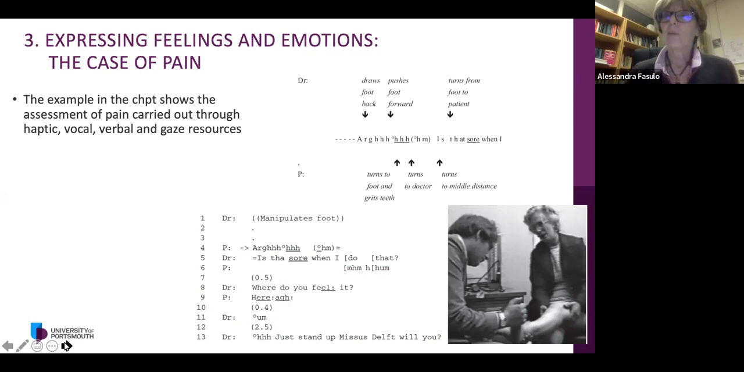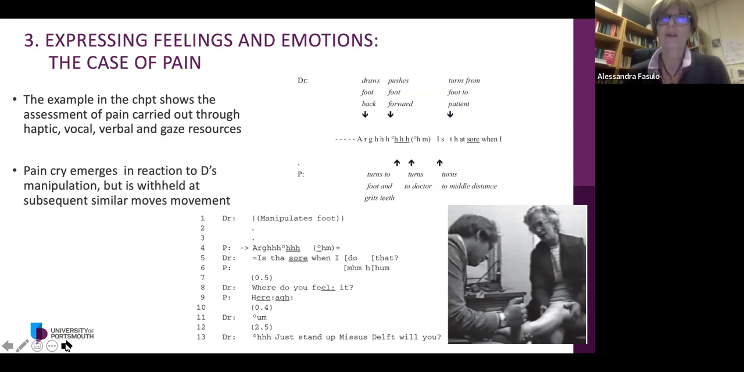So we see how many resources are involved here in drawing the foot and pushing the foot forward, and then gaze, because the patient pronounces this vocalization and then turns to the foot, but then she turns to the doctor, and then she turns to middle distance while the doctor keeps at it. So we also see that the pain cry emerges in reaction to the doctor's manipulation, but is also withheld when he continues doing the same thing. So obviously it's not simply something impossible to stop or not under the control of the patient.